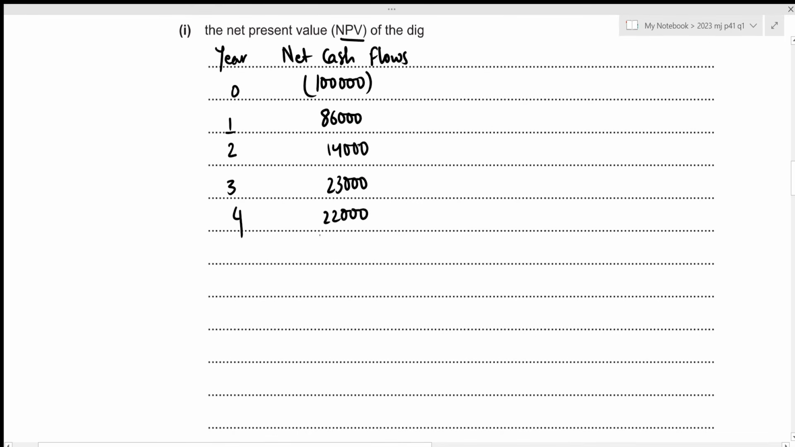So let us also figure out the total of net cash flows, because that is just going to be our total profit. So it's negative 100,000 plus 86,000 plus 14,000 plus 23,000 plus 22,000, which results in 45,000.